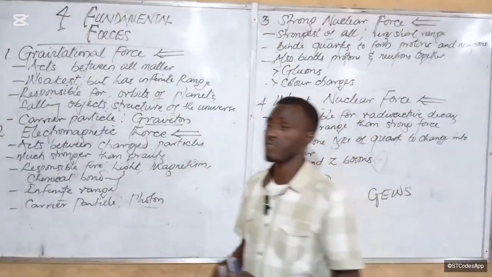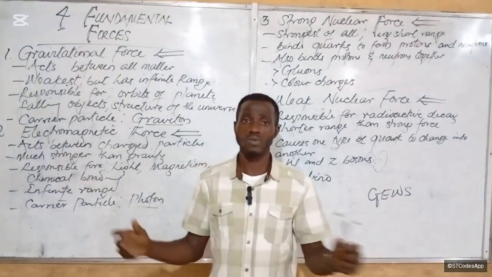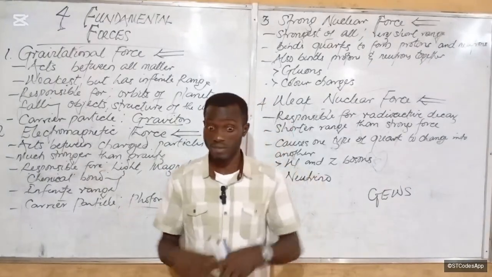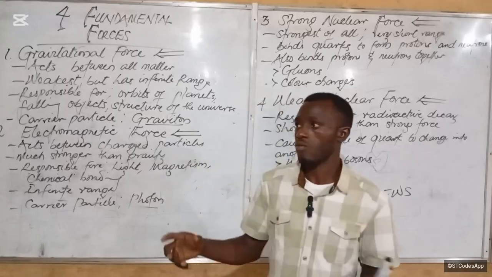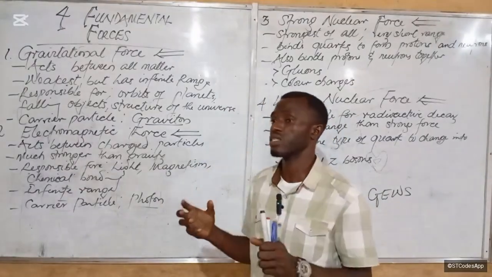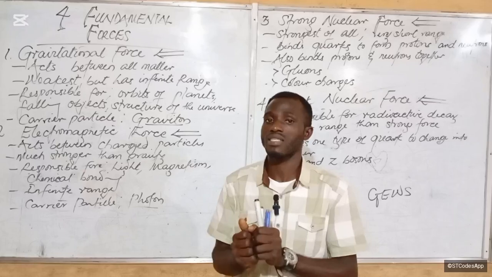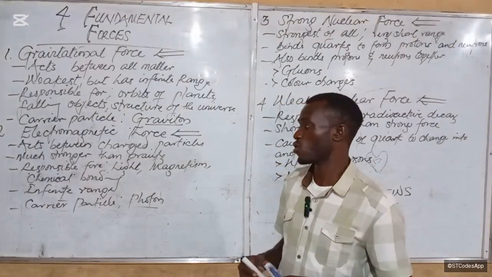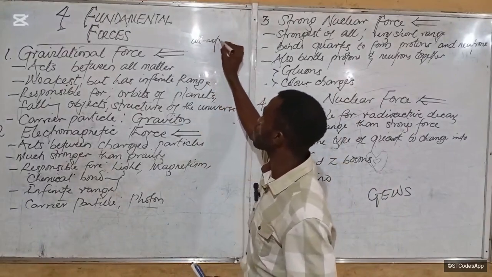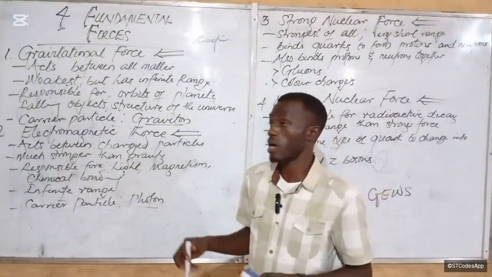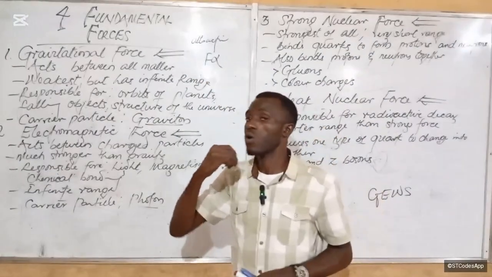Now, the gravitational force, as you already know, and as described by Isaac Newton, is the force that pulls every object towards the center of the earth. And of course, overall, it is the force that pulls two masses to each other. So that shows you that it is always attractive. The gravitational force is always what? Attractive.